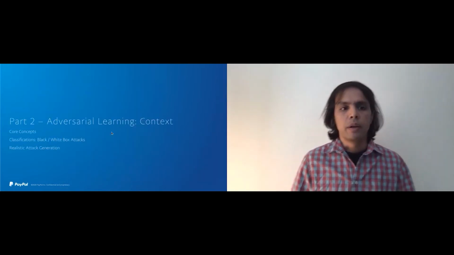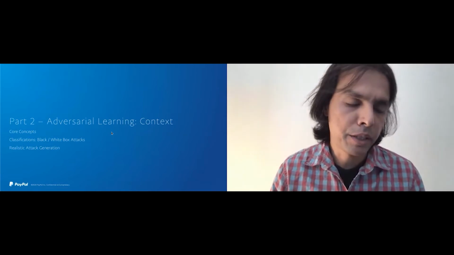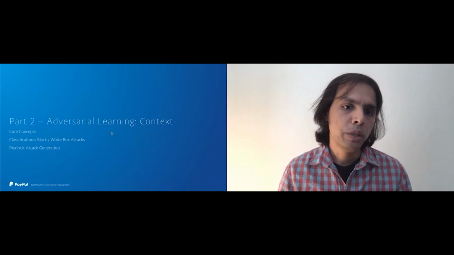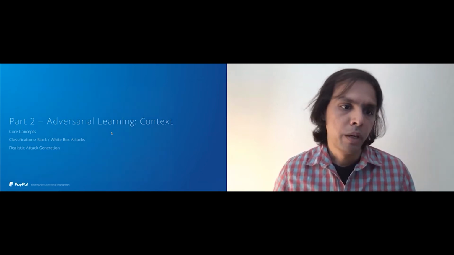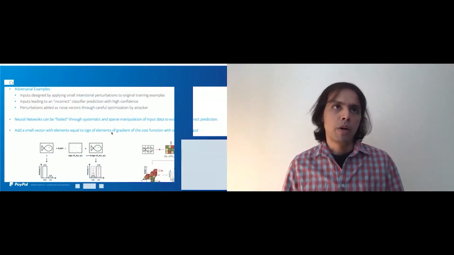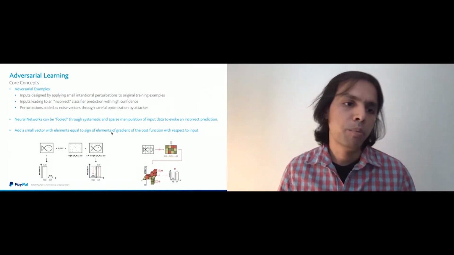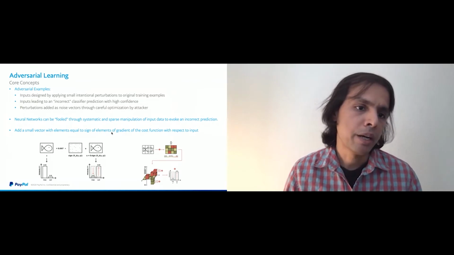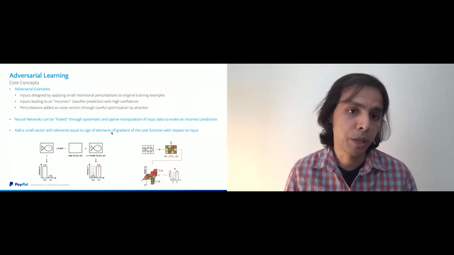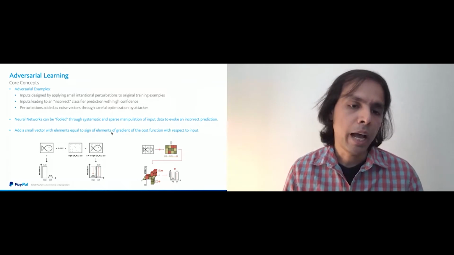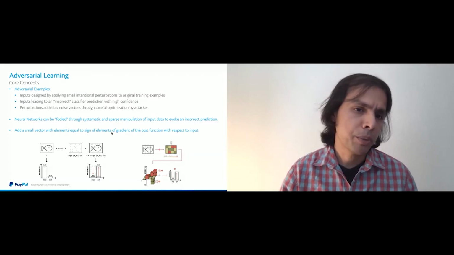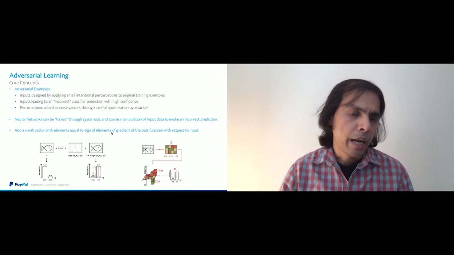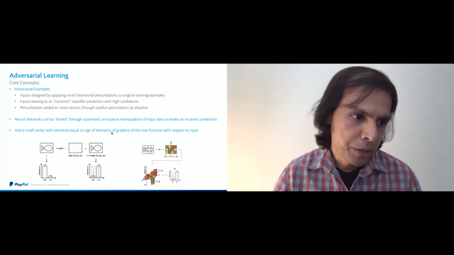So, having presented sufficient context related to the domain, let's switch gears a little bit and go back to the adversarial learning context itself. Just a very quick idea here. Adversarial examples are essentially inputs that are designed by applying small intentional perturbations to original training examples. The perturbations are deliberate and done through careful optimization, and they lead to an incorrect classification prediction with higher confidence.